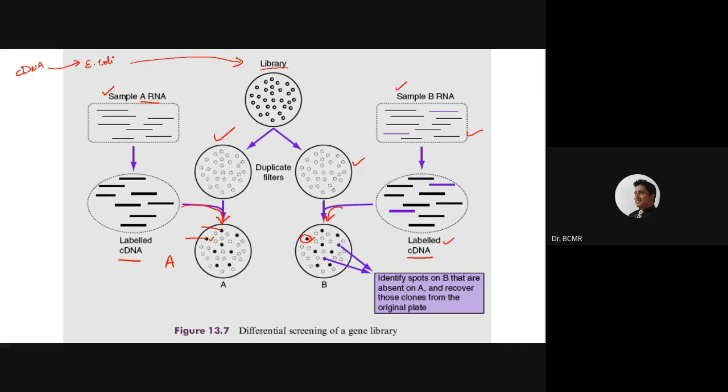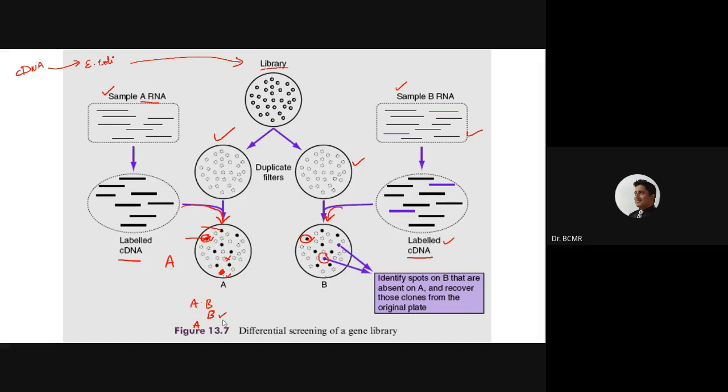If you have signal on both the plates, like this colony that I have encircled, that means that particular gene is expressed in both A and B. If a colony, for example this one, is not expressed here, that means it is expressed only in B but not A. If this one gave a signal here but not here, that means that particular gene is expressed only in A but not in B.